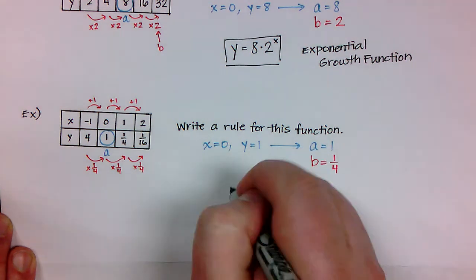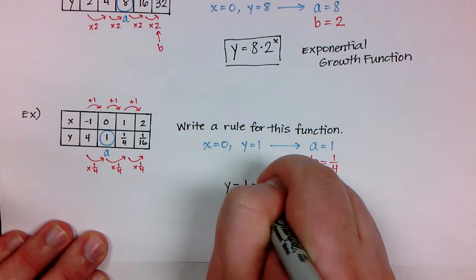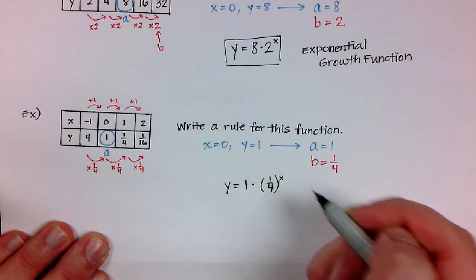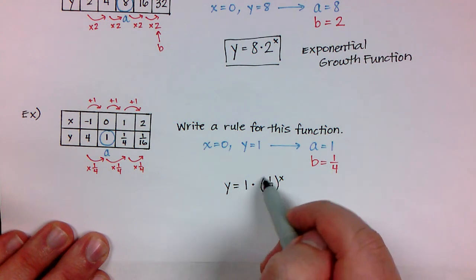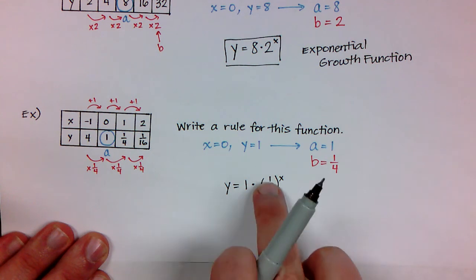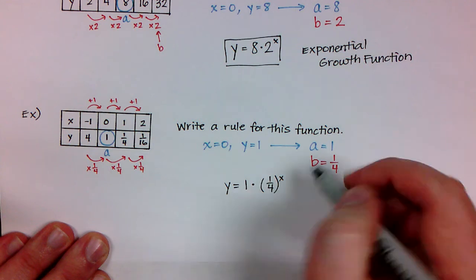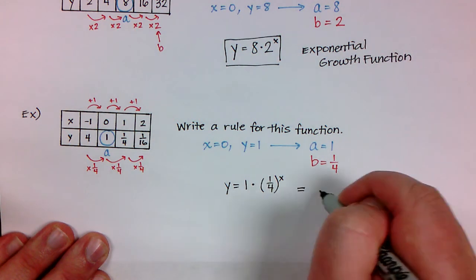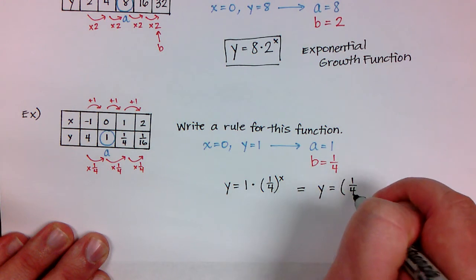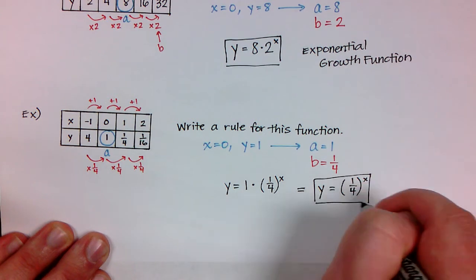So when I write this out, y is equal to the a, which is 1, times the b, which is 1/4, to the x power. It's very important that you have this in parentheses, because otherwise, if you had no parentheses, you would just be putting the 1 to the x power when it's the entire fraction 1/4. And I'm not going to actually keep the 1 in my final answer. I'm just going to write y is equal to (1/4) to the x power. And that's going to be my final answer.